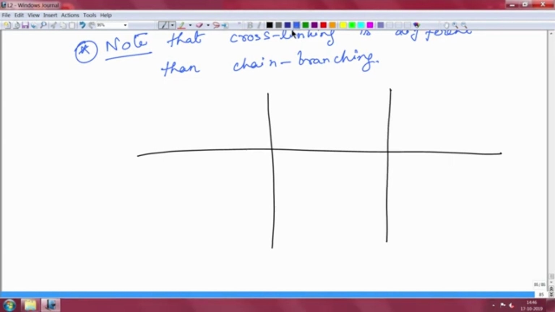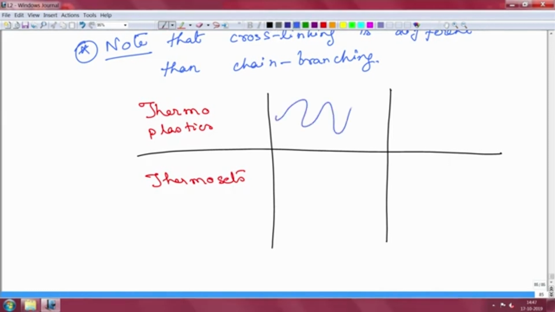So, you have the thermoplastics, you have the thermosets, and within the thermoplastics you can have a linear chain. So, this is linear, or you can have a branch system. So, this is your branched.